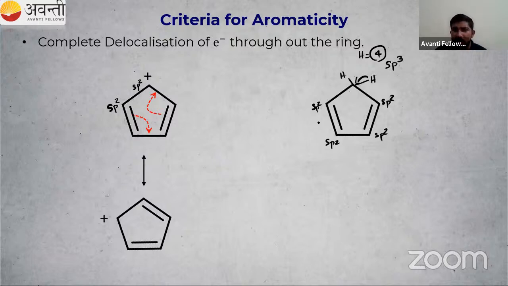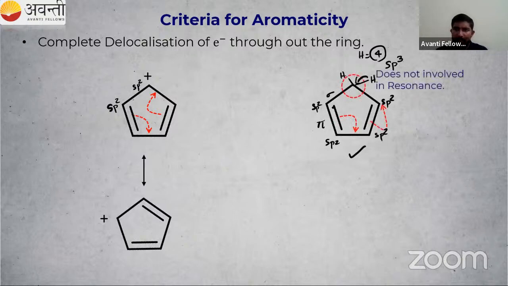What about conjugation? There is no positive charge, no lone pair, no heteroatom. So I can say conjugation is not present. Can you tell me whether this one is aromatic or non-aromatic? Aromatic, just type A. Non-aromatic, just type N. So you have to tell me A or N, aromatic or non-aromatic in nature, for this organic compound.